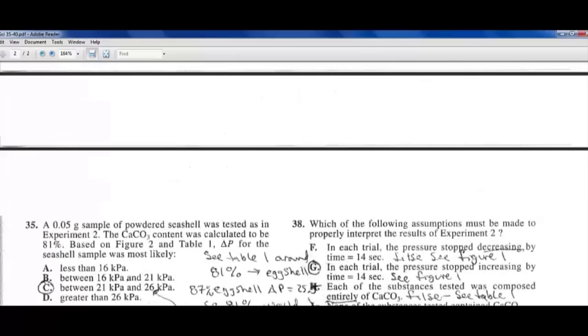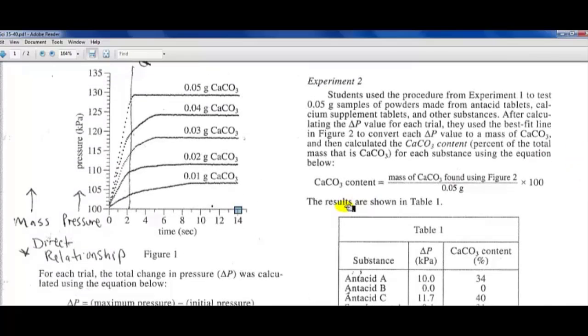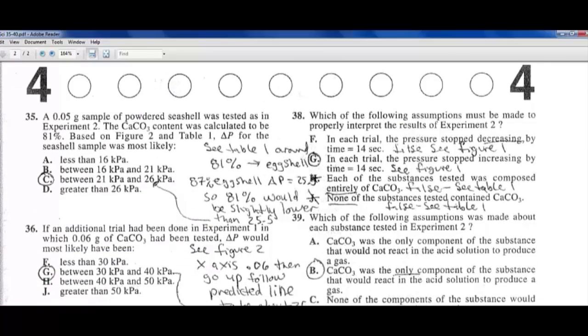If you look at figure 1, what happens at 14? We reach our peak here for even the lowest level at 9 seconds, and then you're at the maximum here for 0.1, 0.2, 0.3, 0.4, 0.5. So they basically just shut the equipment down at 14 seconds. They stopped it. Answer choice G is in the right area of what we're looking for.